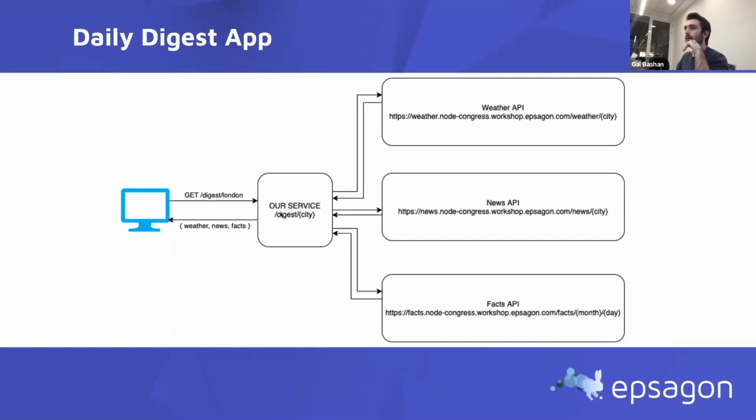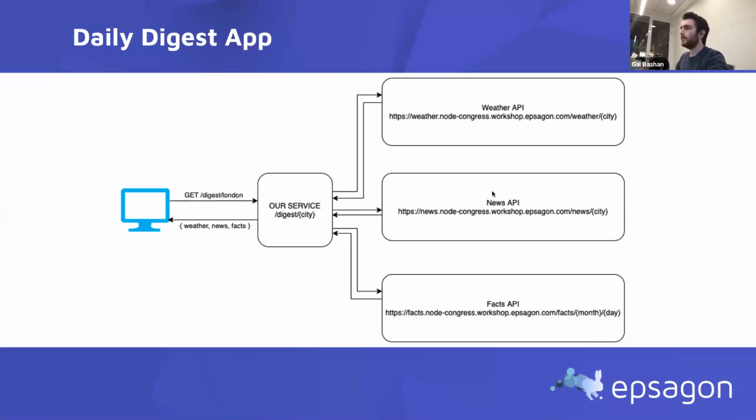It accepts /digest/the city as a path parameter. And then our server will make three API calls in parallel. One to the weather API. That's an API that, given a city as a path parameter, returns JSON data on the weather in the city.